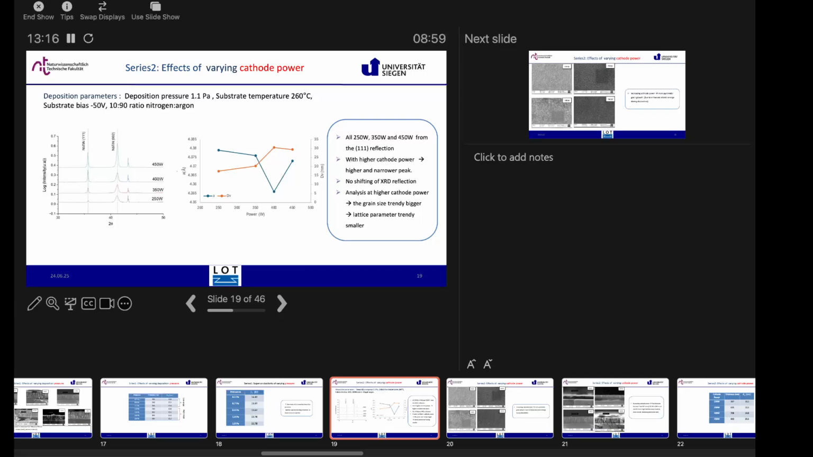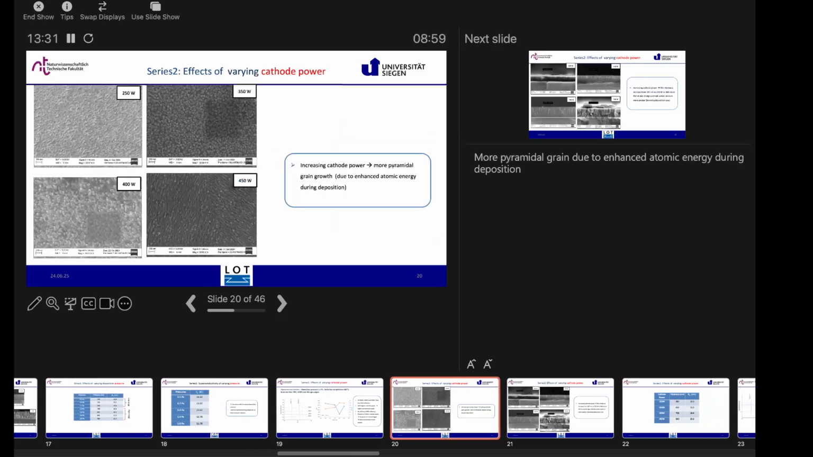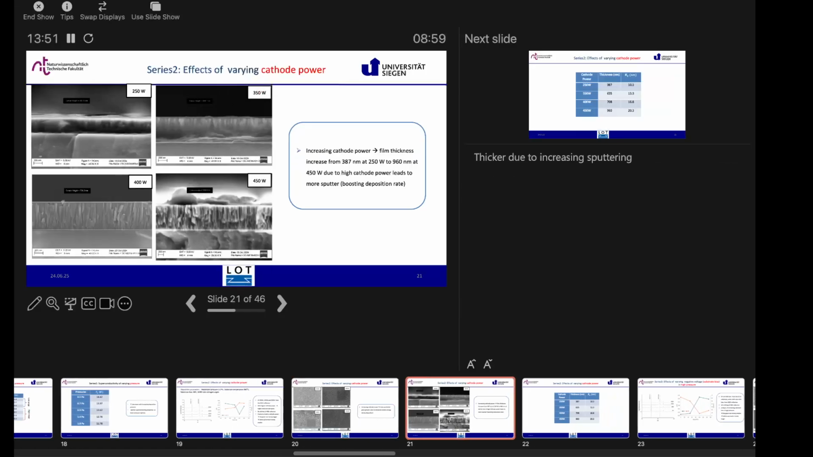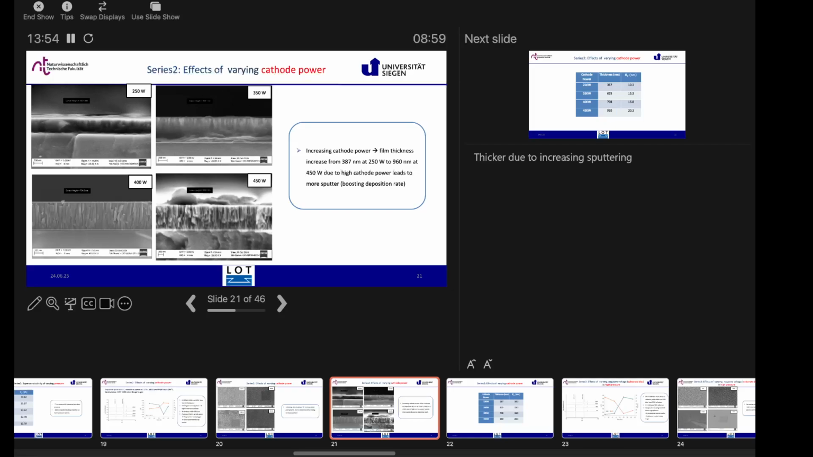And from the analysis on the right-hand side, at higher cathode power, the grain size, on the red curve, is increasing, while the lattice parameter tends to decrease. Now, coming to the surface analysis of cathode power, all of these cases show pyramidal grain growth. But when increasing the cathode power, it shows more pyramidal grain growth due to enhanced atomic energy during deposition.